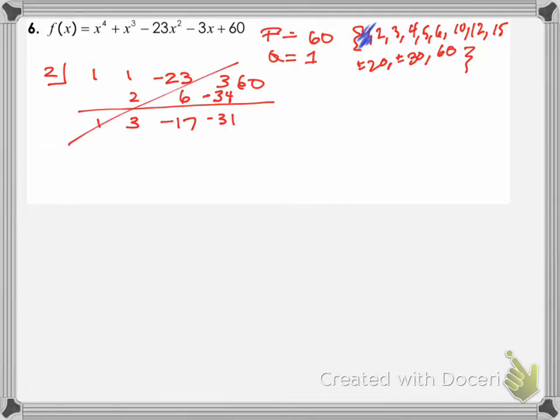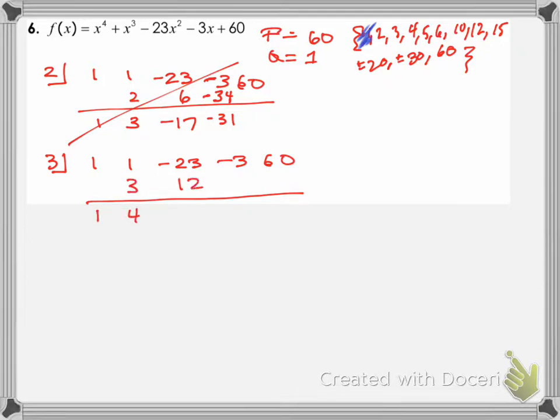Okay. So let me try 3. 1, 1, negative 23, negative 3, 60. Let me make sure I did it right. 1, 1, negative 23, negative 3, 60. Okay, so this would be 1, 3, 4, 12. So that would be negative 11. And that would be negative 33. That's negative 36. And that wouldn't be 60. So 3 doesn't work. So 2 didn't work, 3 didn't work.